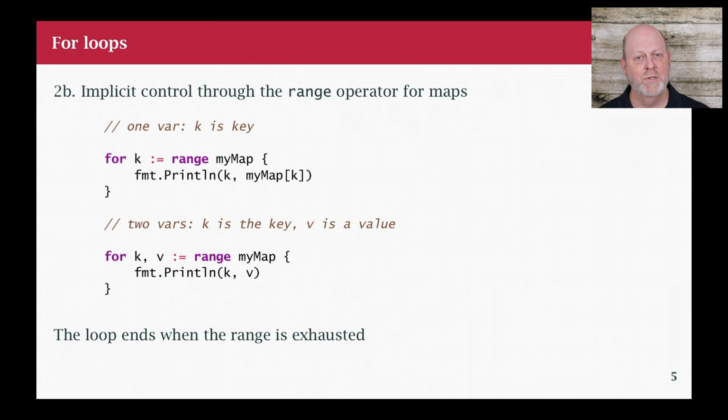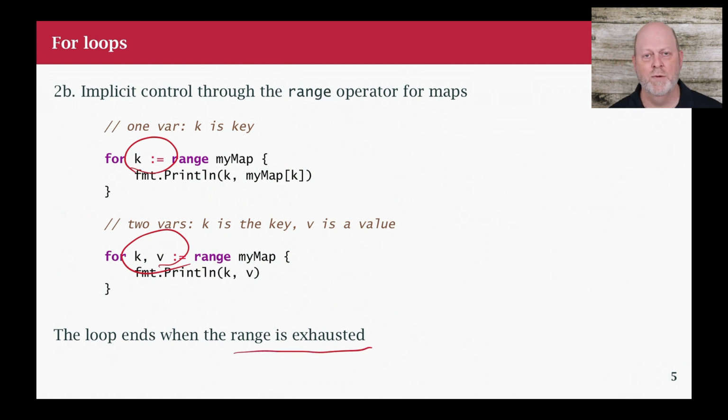In the case of a map, it's very similar, except the first variable is the key, because a map is not a sequence, it's sparse. So either we get one variable, which is the key, so I can iterate over the keys by themselves, or I can iterate over the keys and the variables in the map. And again, whatever's in the map gets copied into V for that key. And in both of these cases, the loop runs as long as there are things in the map to loop over, or the slice. If the slice or map is empty or nil, the loop doesn't do anything at all.